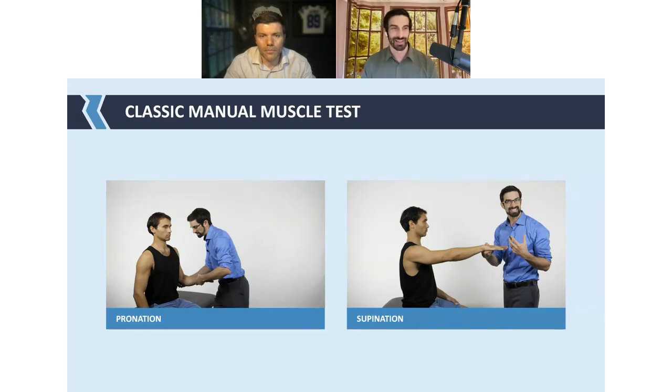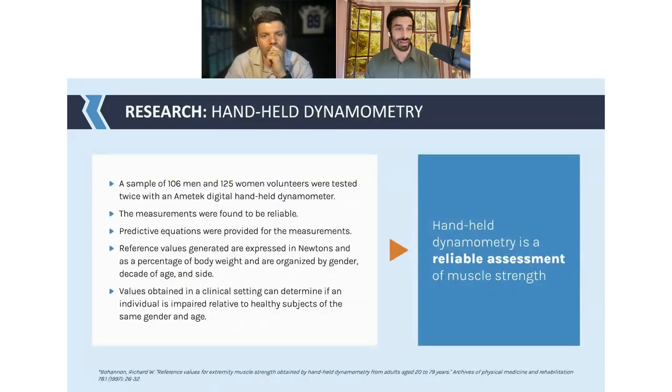When I'm working with elite climbers or professional climbers, there's no way that I can break them with a classic manual muscle test. So I'm grading them a 5 out of 5 if I do this test, and that information is useless. It doesn't give me the true strength of the muscle. Maybe it tests apparent weakness, but not strength.